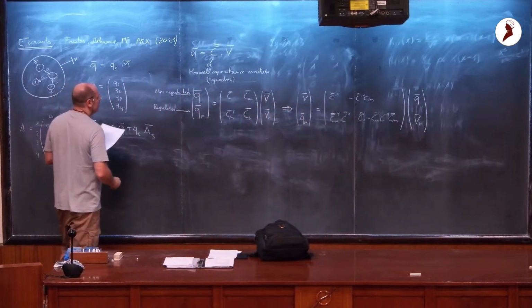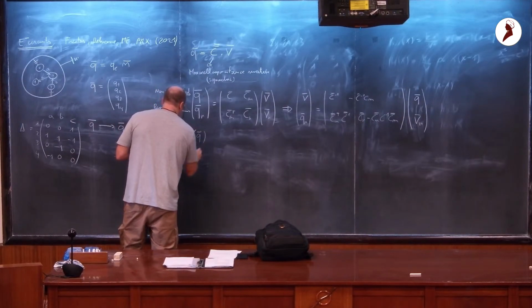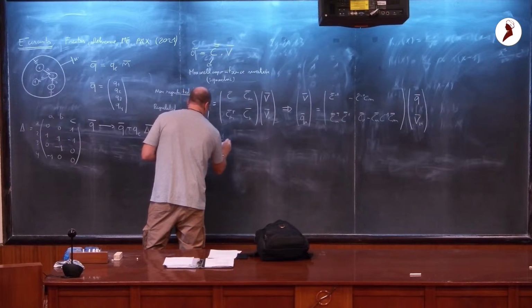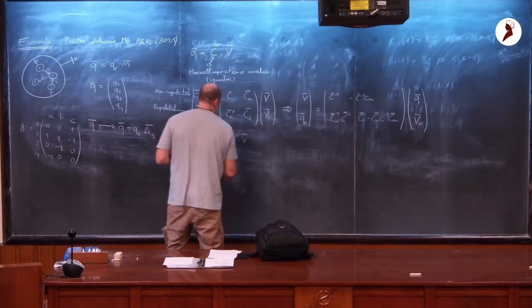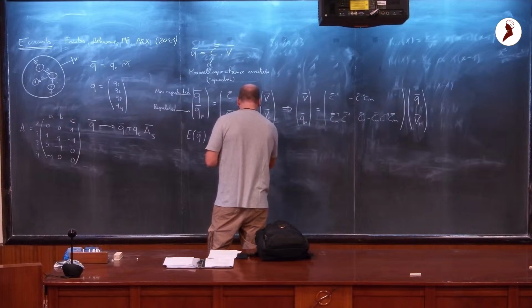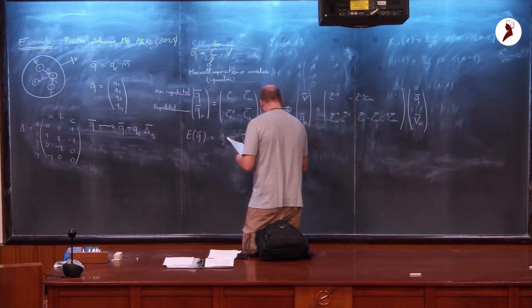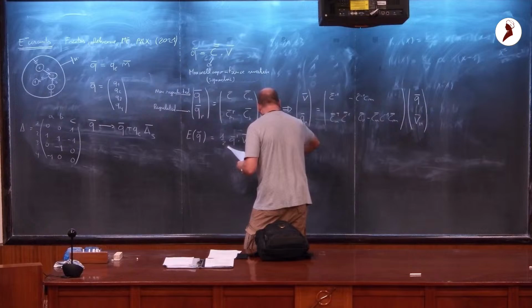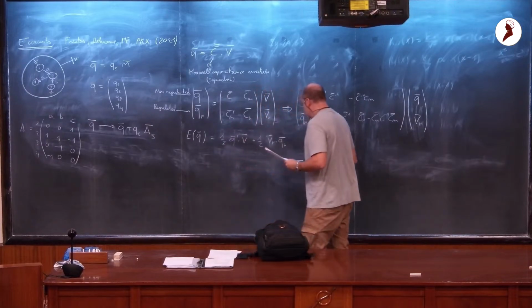Now the energy, again, this is electrostatics, is 1/2 Q times V. And we do it first for the free conductors and then for the regulated conductors. Okay. It's a scalar product, so I can write it in both ways.